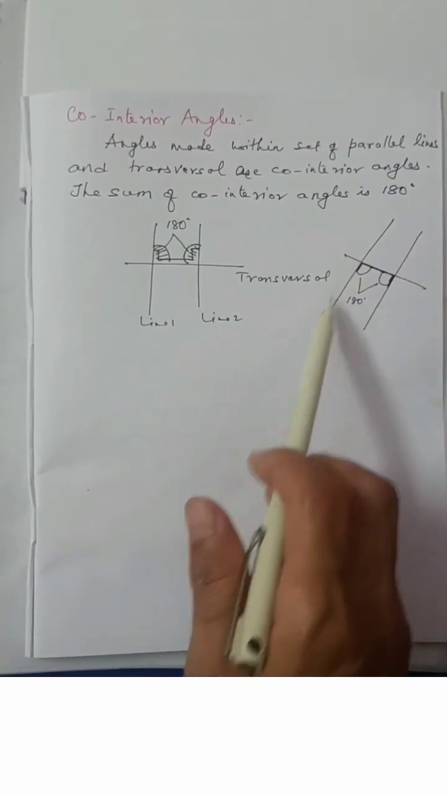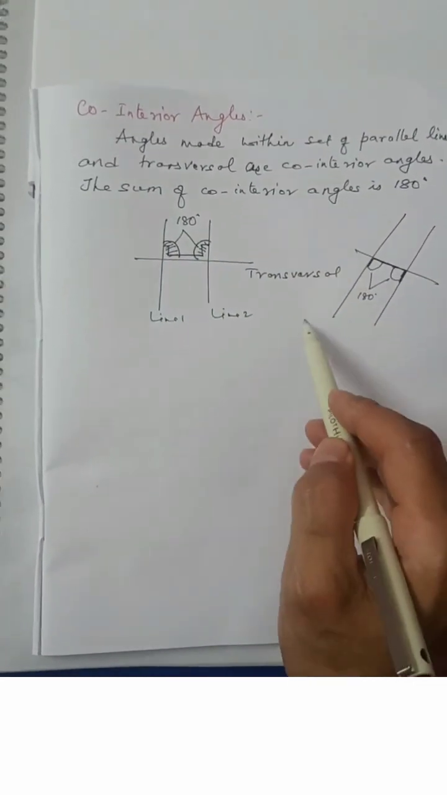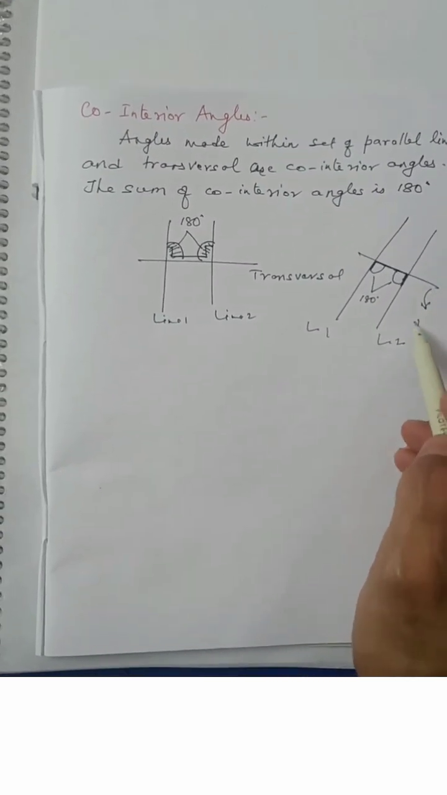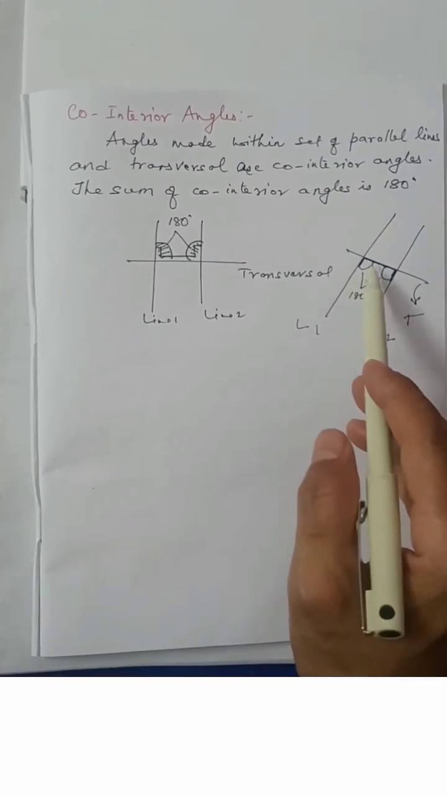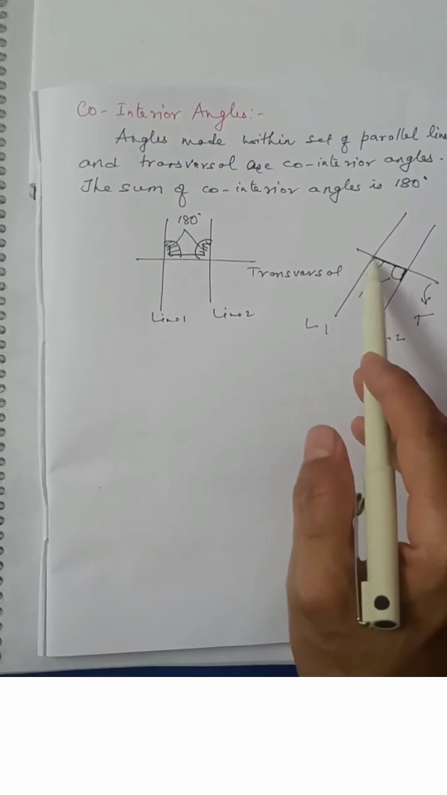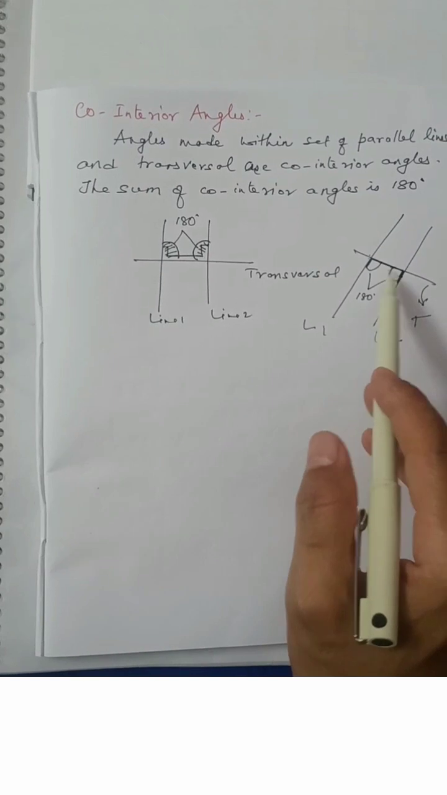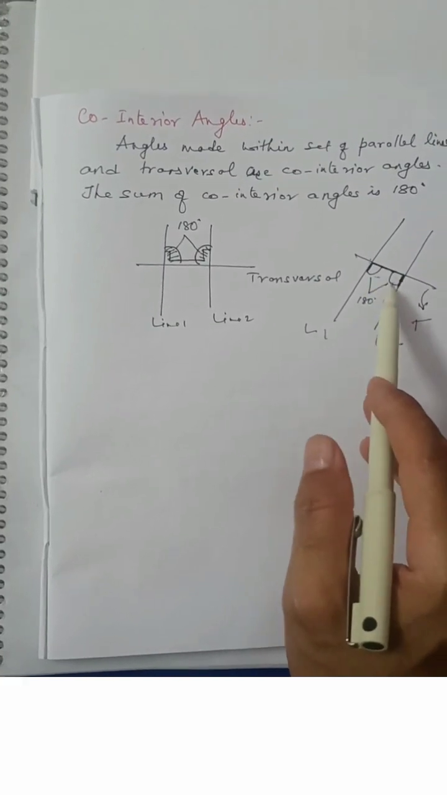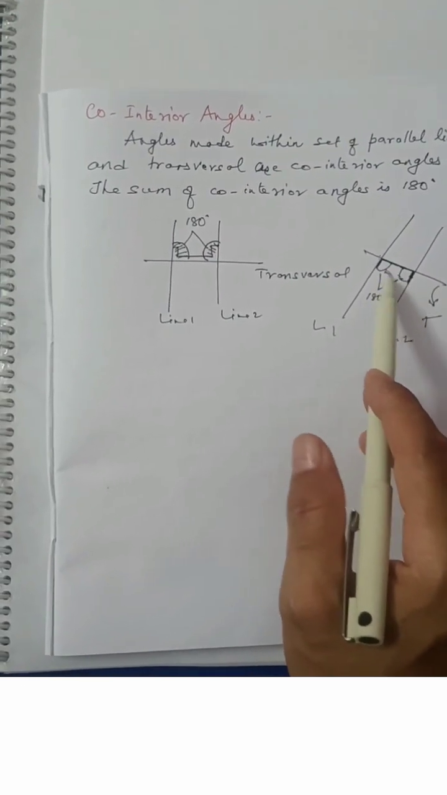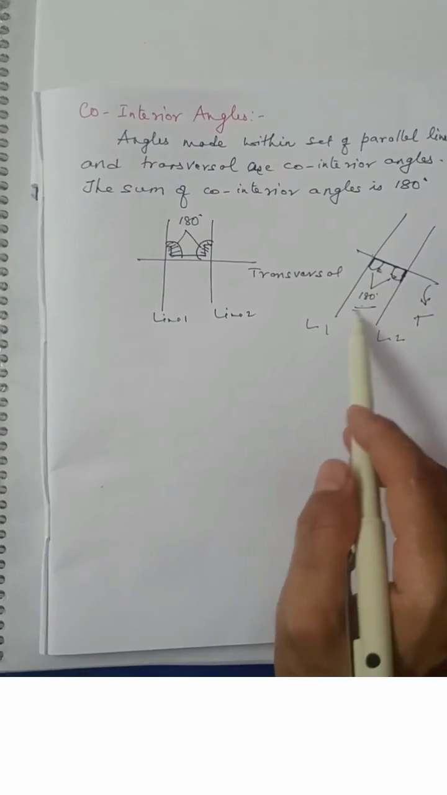Similarly, in this example, suppose this is line 1 and this is line 2 and this is a transversal. The angles made by this line and the transversal, and the second line and the transversal, are cointerior angles, and if we add these two angles, we will get 180 degrees.